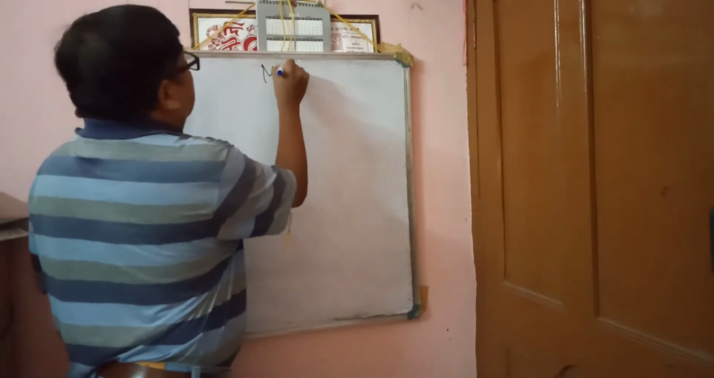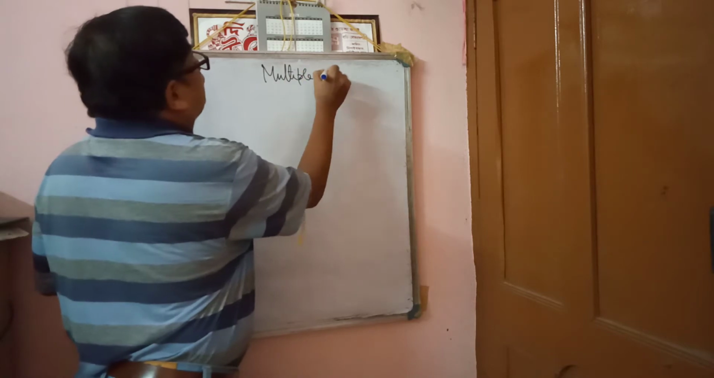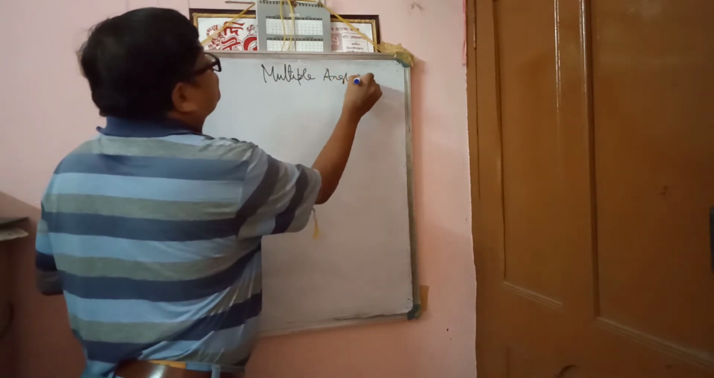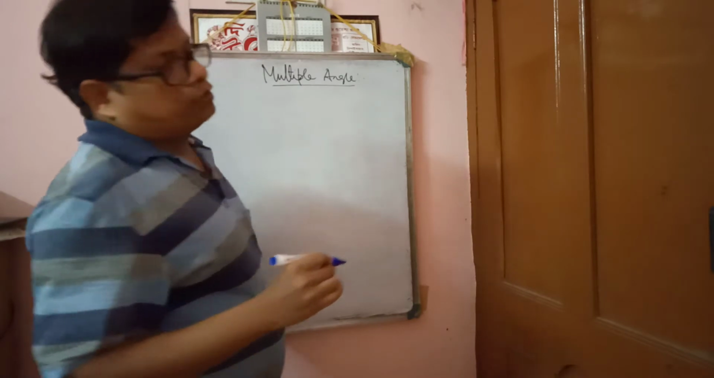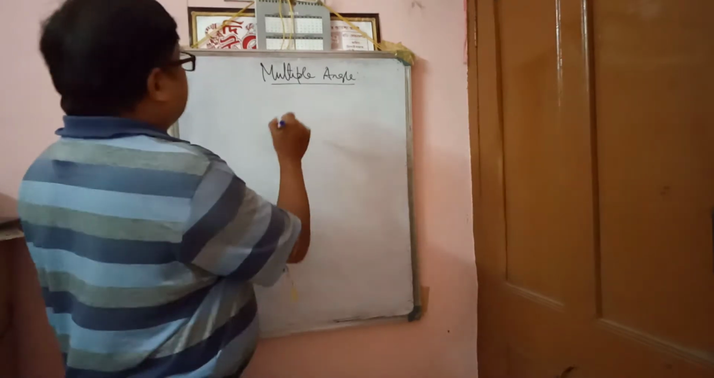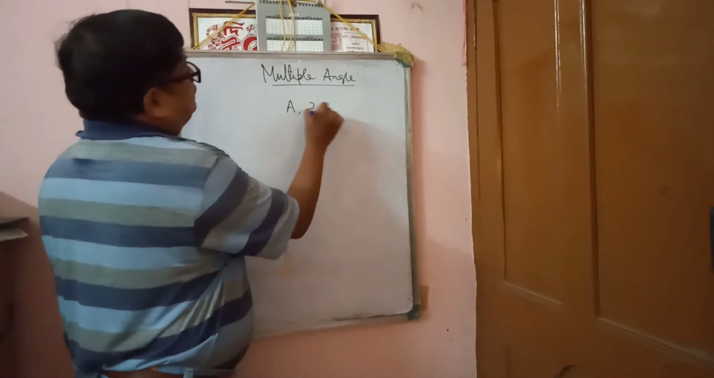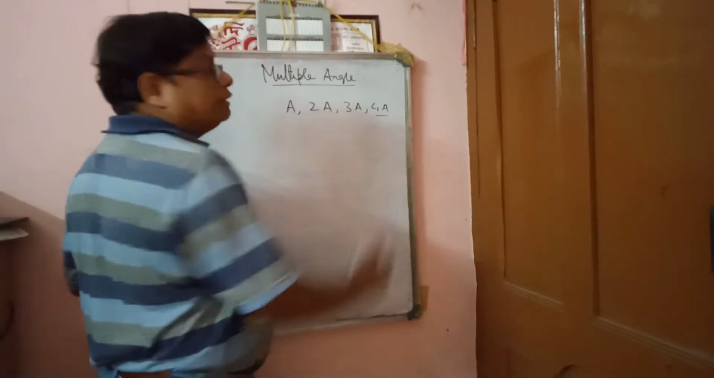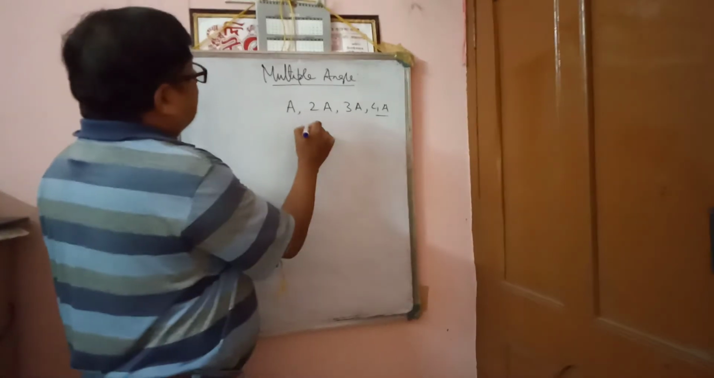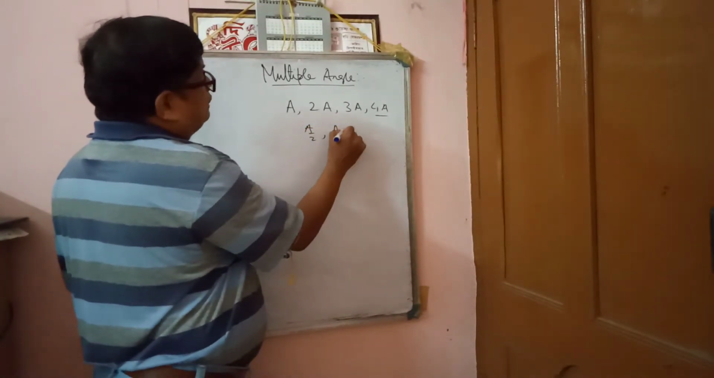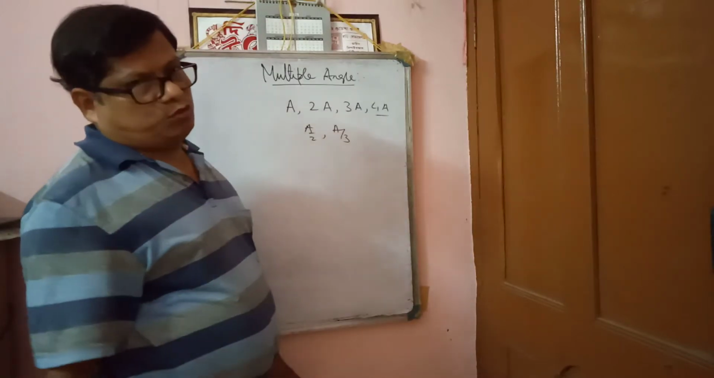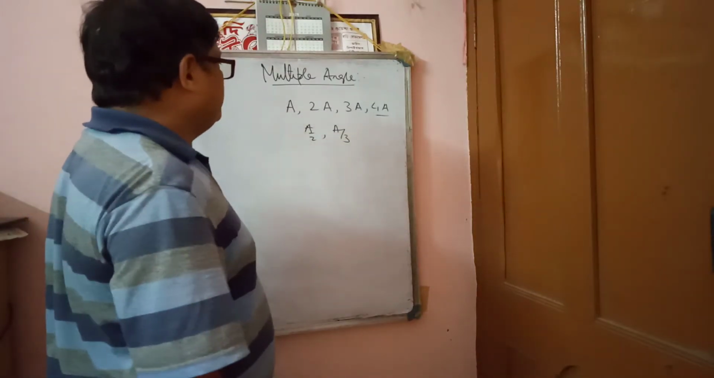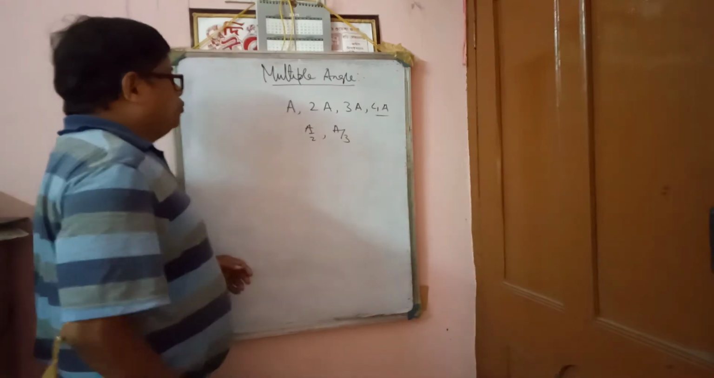All of you know the sin A plus B formula. See, write multiple angle. If you write some angle A, then twice A, thrice A, 4A are multiples. If we write some angle A, then A by 2, A by 3 are submultiples. So multiple angle.